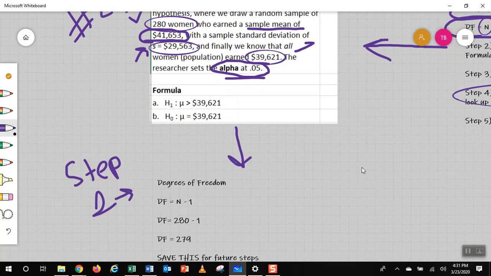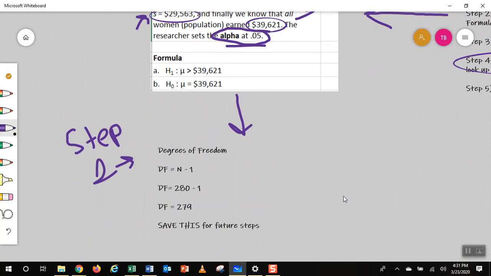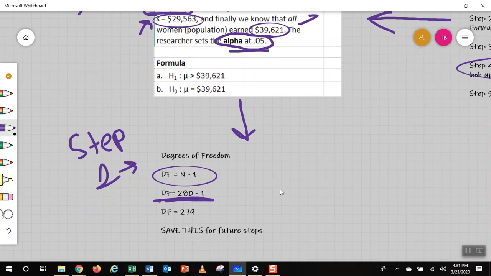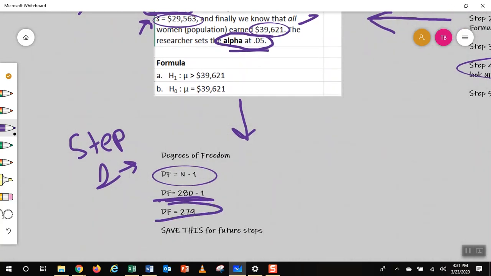So degrees of freedom, step 1. We recall the degrees of freedom in this case. The formula is n minus 1. And our sample size is 280. We can see that simply by looking up here, 280 women minus 1. So simply, our degrees of freedom is 279.